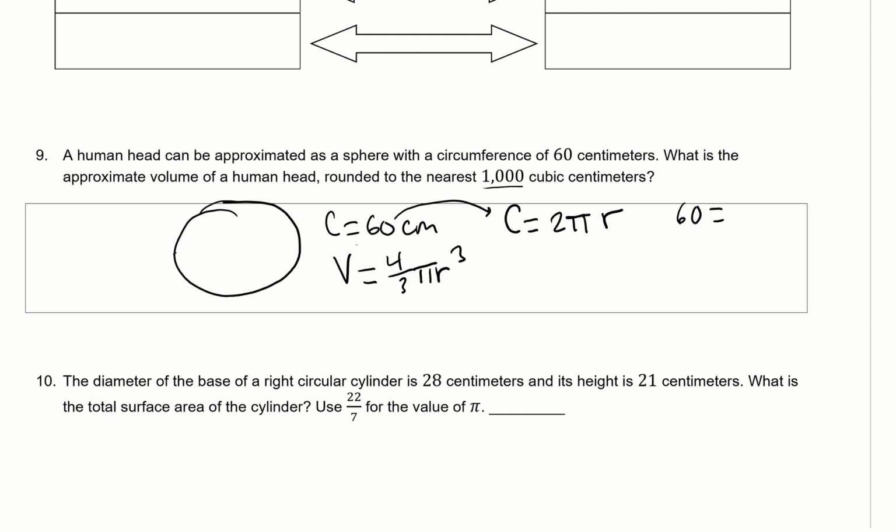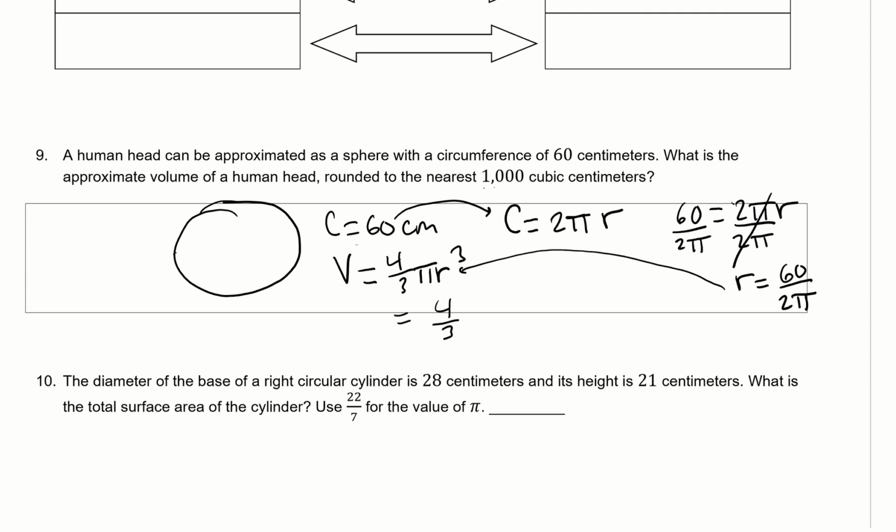We get 60 is equal to 2 pi r, and then we can divide by 2 pi on both sides to get rid of the 2 pi and solve for r. So now we know r is 60 divided by 2 pi. I'm not going to round that just yet because I'm going to plug that into the volume and then I will round it. So I'm just going to leave that there and plug that into this formula.